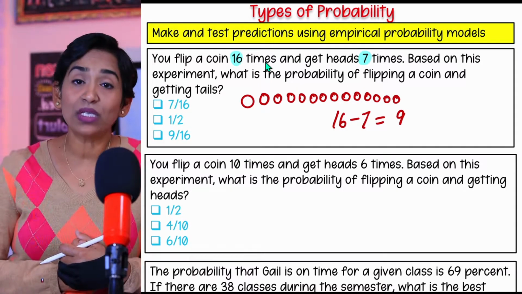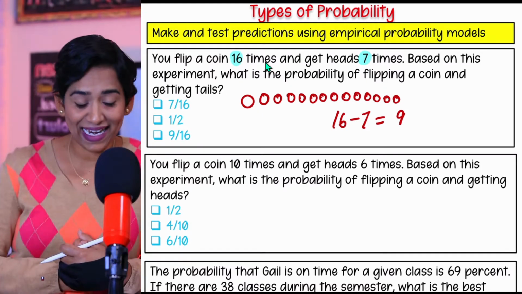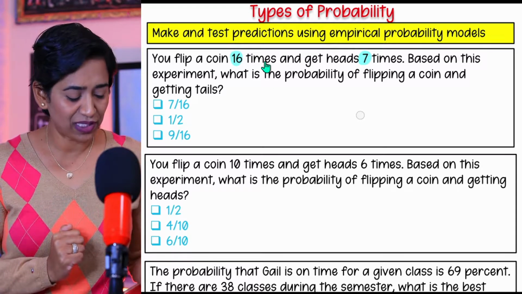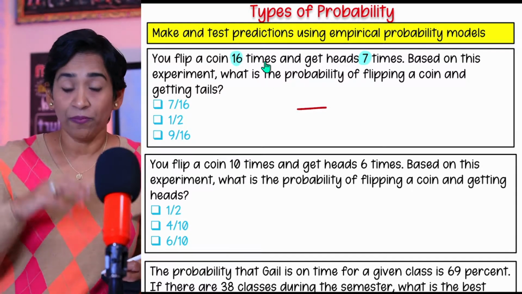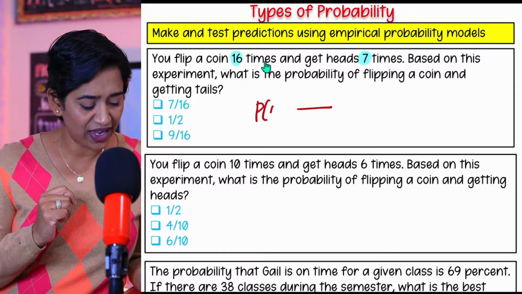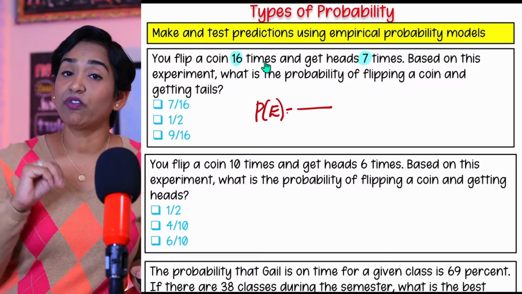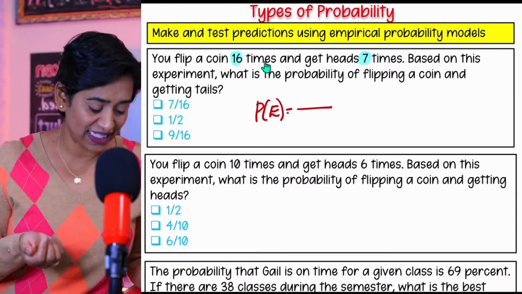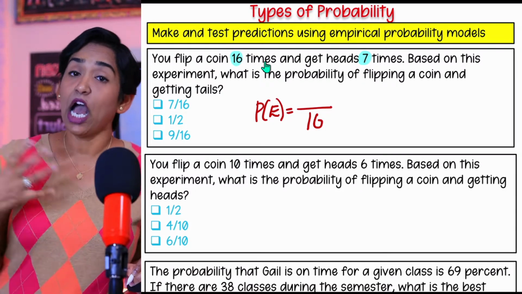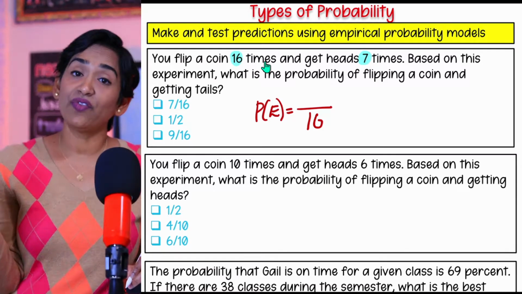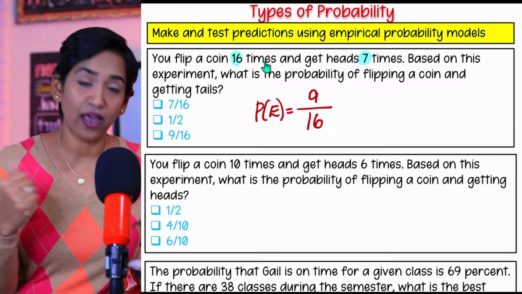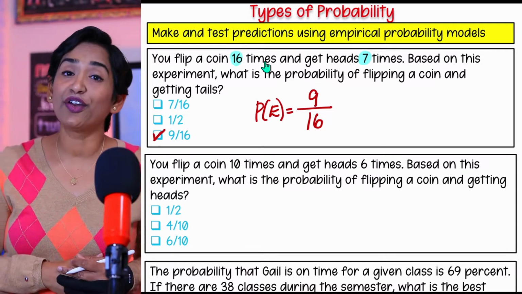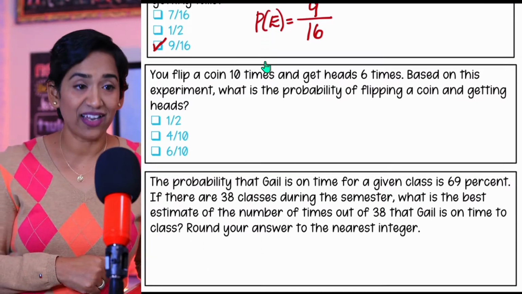What are they asking me? What's the probability of flipping a coin and getting a tail? Remember how we work our probability. You always start with your sample space, that is your fraction. Probability of this event E, I start with my fraction. What's my sample space? I'm flipping a coin 16 times, so 16 is my sample space. How many tails do I have? 7 of them are heads, so by default, 9 are my tails. So my answer is 9 out of 16. All right, let's take a look at the next one.